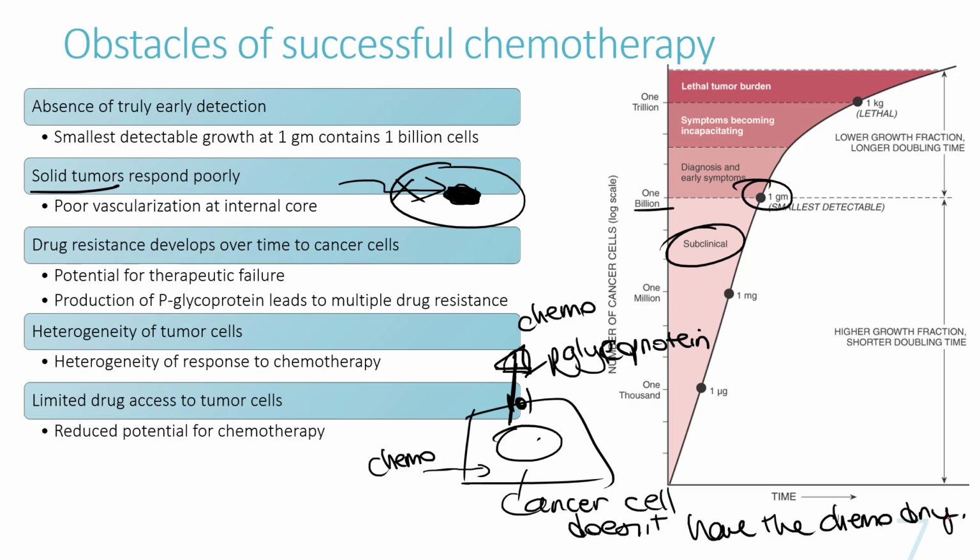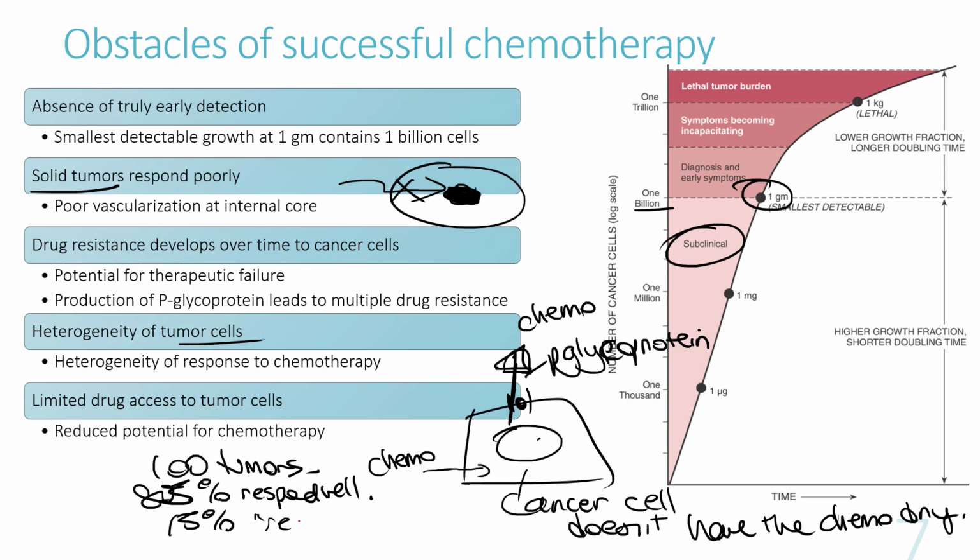The fourth obstacle is that not all tumor cells are the same, and so some tumor cells may respond better to chemotherapy than others. So if you say you have 100 tumor cells, maybe 85% will respond well and be killed, right? And the other 15% might develop some sort of resistance and hang around, right? And that 15% might actually bring it down to subclinical levels, and it's not detectable, all right?